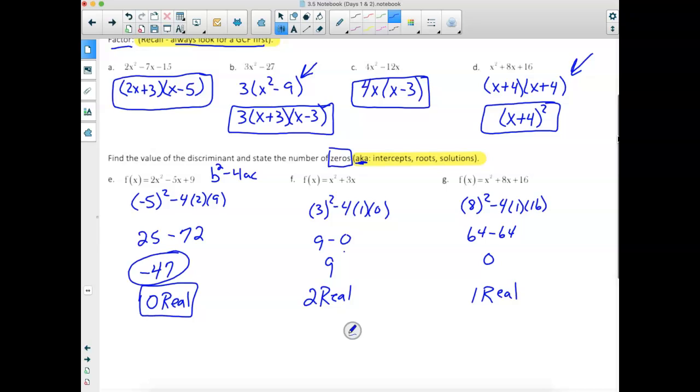In letter F, we get a discriminant value of 9. It's positive. Because it's positive, our parabola will hit the x-axis at 2 places. When I do letter G, I get a discriminant of 0. Wow, what that means is there's one real solution, which actually means the vertex is on the x-axis when you look at it in a graph.